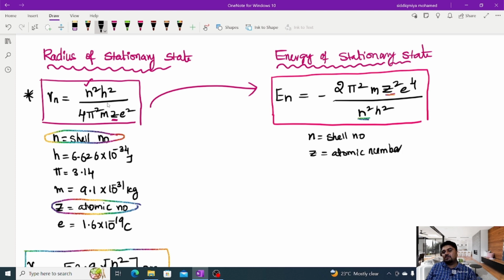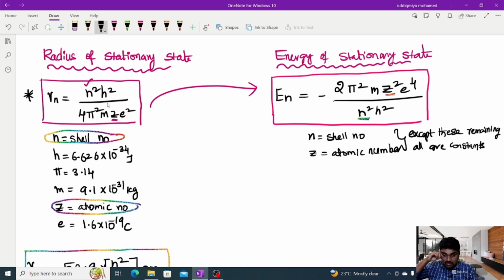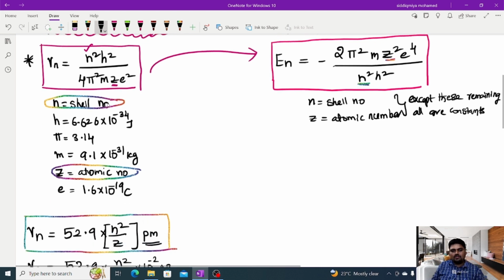Except these two, all the remaining are constants. Okay, if we substitute all the remaining things, what will you get here?